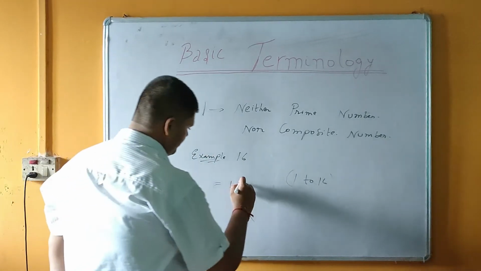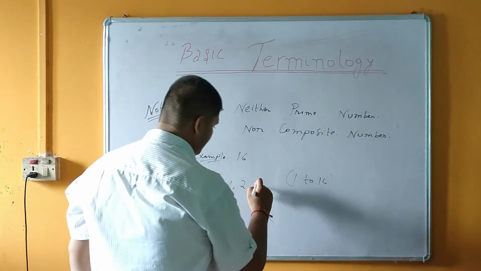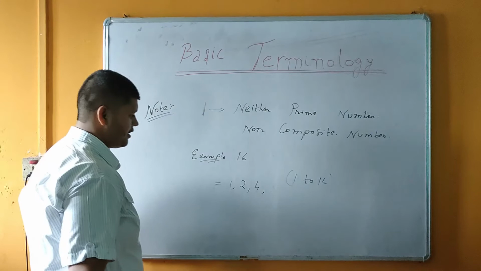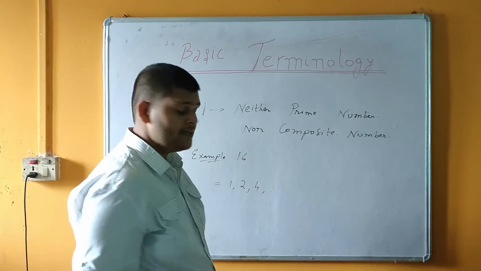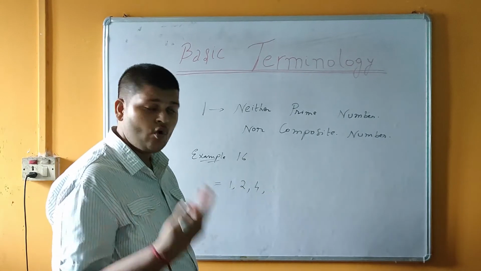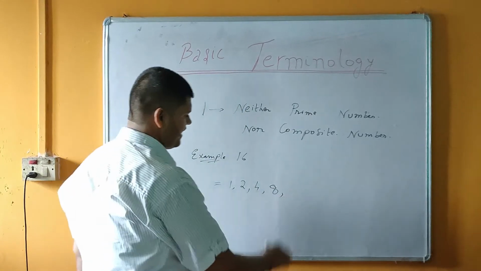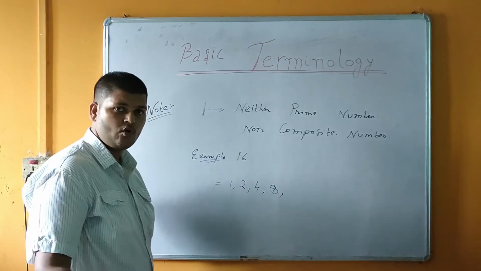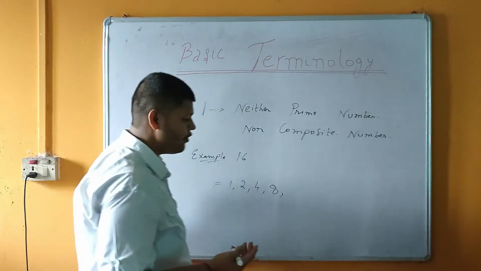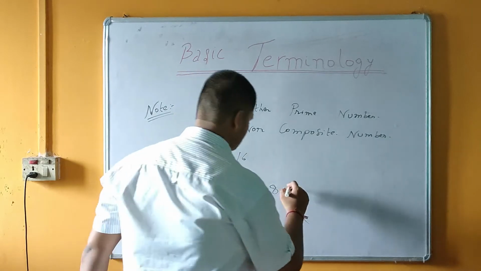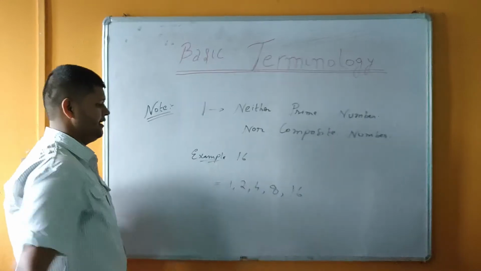In the table of 2, this 16 will occur. In the table of 3, this 16 will not occur. In the table of 4, 16 will occur. In the table of 5, this 16 will not occur. In the table of 6, no. In the table of 7, no. In the table of 8, yes, this 16 will occur. In the table of 9, no. 10, no. 11, no. 12, no. 13, no. 14, no. 15, no. 16, yes. So these are the factors for 16.